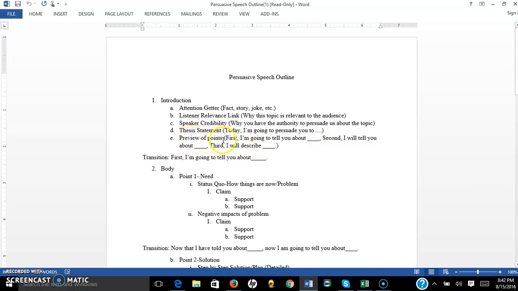So then we have the preview of points. So you may literally say, first I'm going to tell you about the problem. Second, I will tell you about my solution. And then I will describe a world where this is no longer a problem. Very simple, right? And then you carry that same language that you use in your preview of points through all of your transitions.